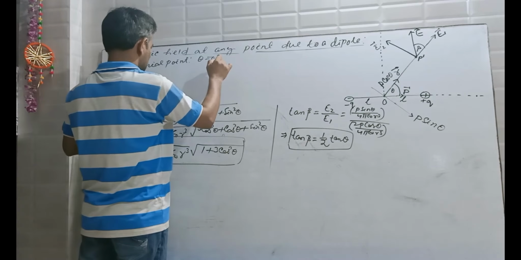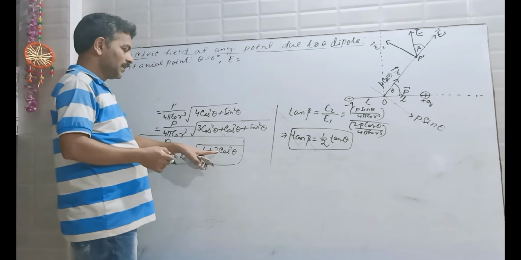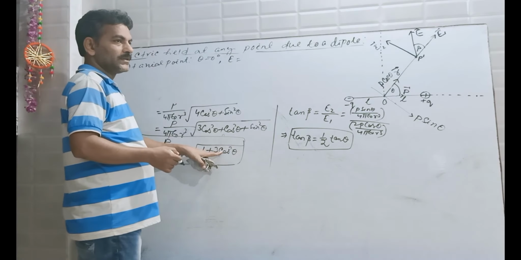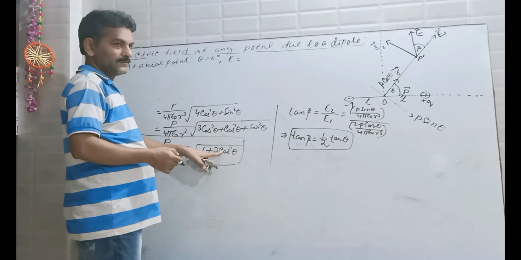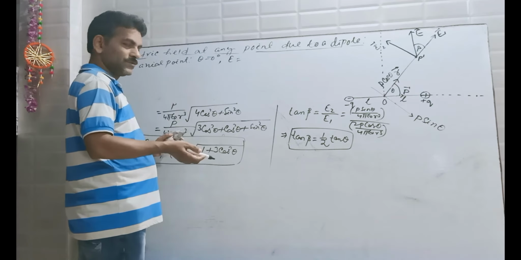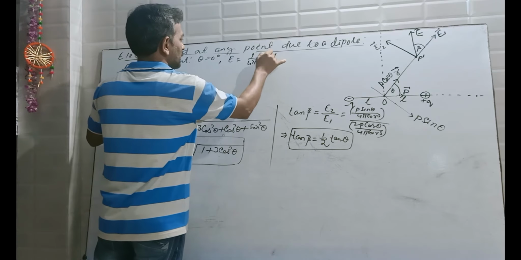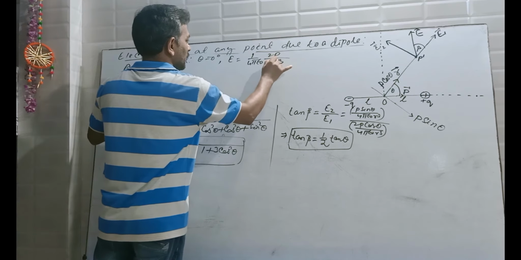So what are you getting, the resultant electric field E equal to what? You see, cos square theta, cos square 0 is 1, 1 plus 3 is 4, root over 4 is 2. So we are getting 1 by 4 pi epsilon naught times 2p by R cube.